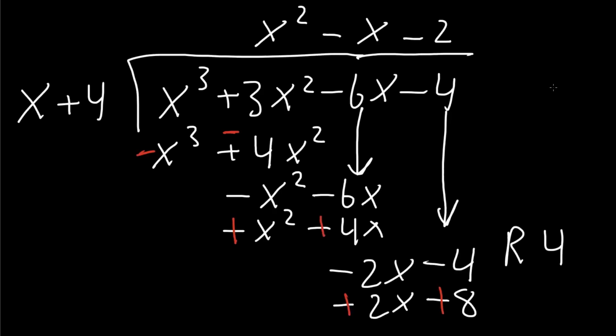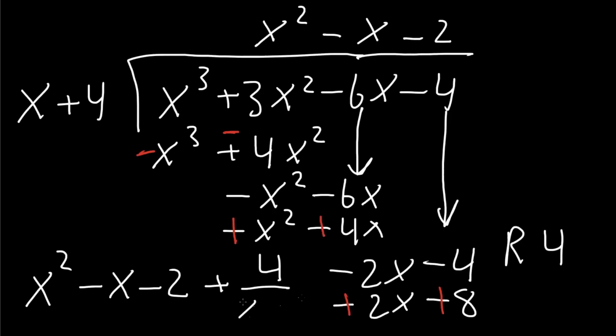And so our final answer would be x squared minus x minus 2, plus 4 divided by x plus 4, like this, and we simply need to box this answer in. And that's all we need to do for this problem.